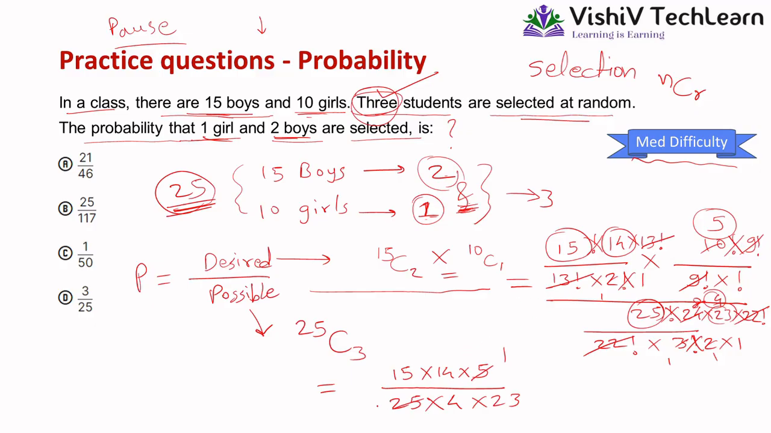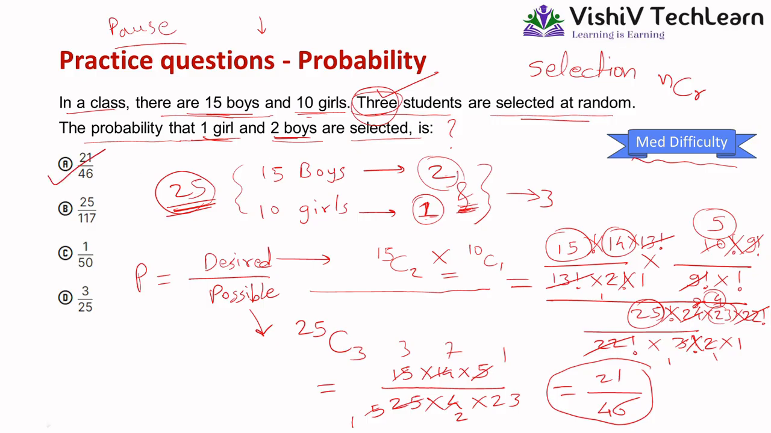5 ones are 5, 5 5s are 25. Again 5 ones are 5, 5 3s are 15, 5 2s are 10. 2 2s are 4 and 2 7s are 14. Any possibility? No, I don't think so. So what will be the final answer? 7 3s are 21 divided by 23 into 2. Double of 23 will be 46. So 21 by 46 must be the final answer, which is option A.